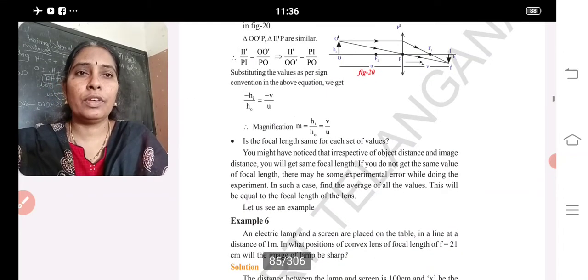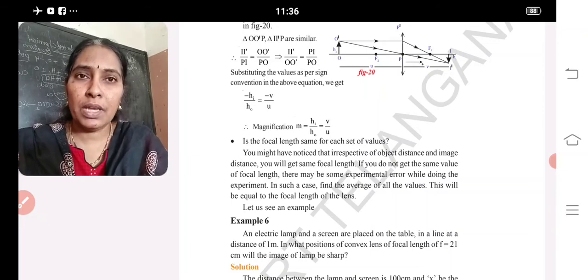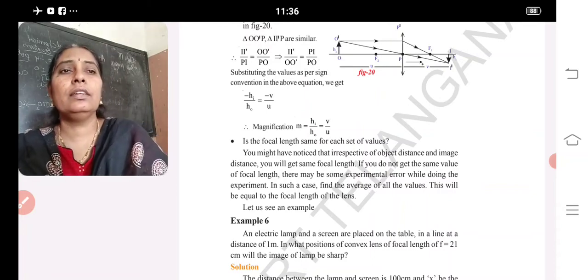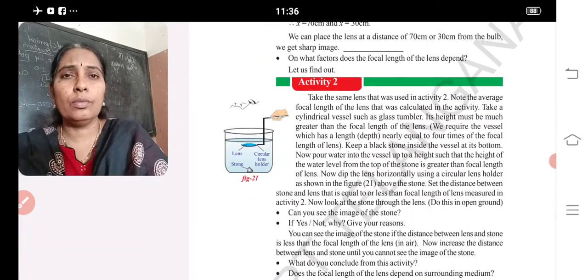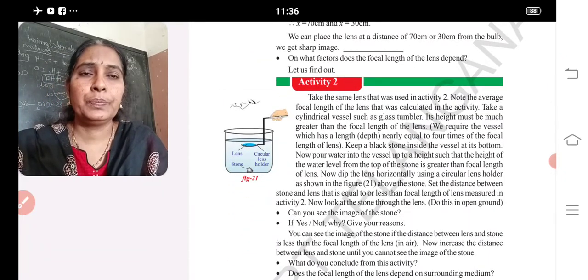Okay. Now magnification. What is meant by magnification? Hi/Ho = -V/U. That is the magnification: height of the image by height of the object is equal to image distance by object distance. Okay. Clear? Based on that, simple formulas are given. You have to solve them. Already solved problems are there, just check them out.